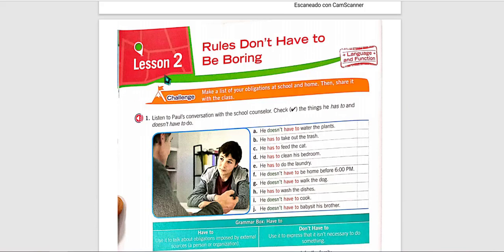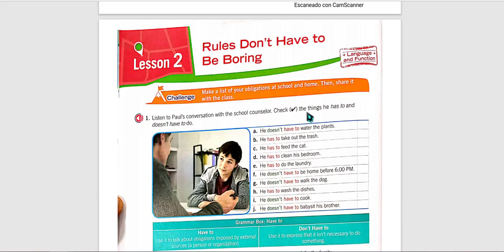Hello guys, this is lesson number 2 for the second period. It's entitled Rules Don't Have to Be Boring. Remember that I explained that in the verb to have, because we're going to use the verb to have in this second lesson, in the third person singular, we change the form of the verb have to has.